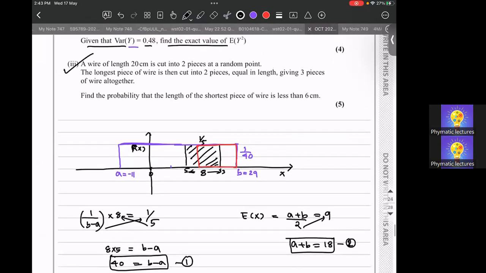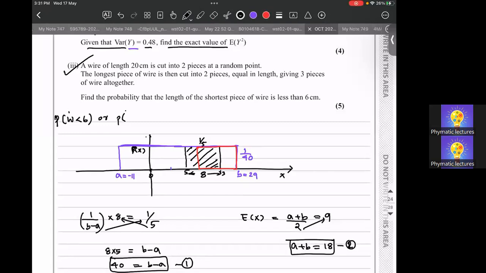And finally, an application level question. A wire of length 20 centimeter is cut into 2 pieces at random point. The longest piece of wire is then cut into 2 pieces, equal in length, giving 3 pieces of wire altogether. Find the probability that the length of the shortest piece of wire is less than 6 centimeter.